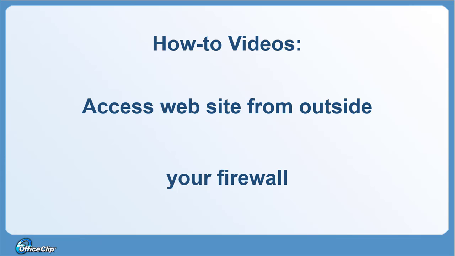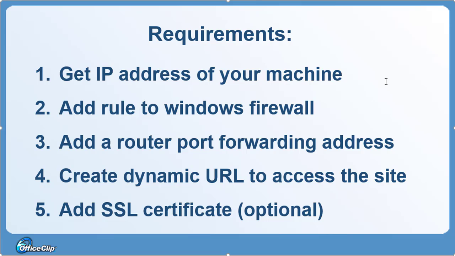IIS, or Internet Information Services, is a software provided by the Windows operating system. By default, Windows locks down the IIS to the local environment. This video will show how to make it accessible from outside your environment. We have a few requirements for being able to do this. In this video, we'll go through them one by one.